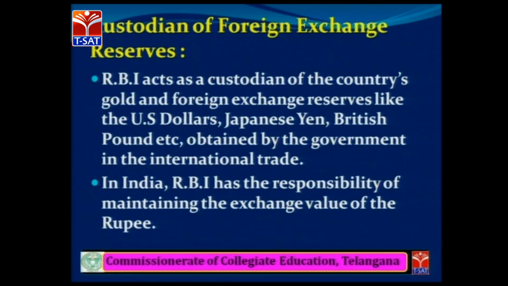Now in international trade, as we know, RBI is the sole organization which has to take control of the value of the rupee. It has to control the value of the rupee with respect to the US dollar, Japanese yen and British pound. Comparing our Indian rupee to the US dollar, currently our Indian rupee value is much less than the US dollar. So in order to increase or decrease the value, RBI must carry out all the functions. In India, RBI has the responsibility of maintaining the exchange value of the rupee.